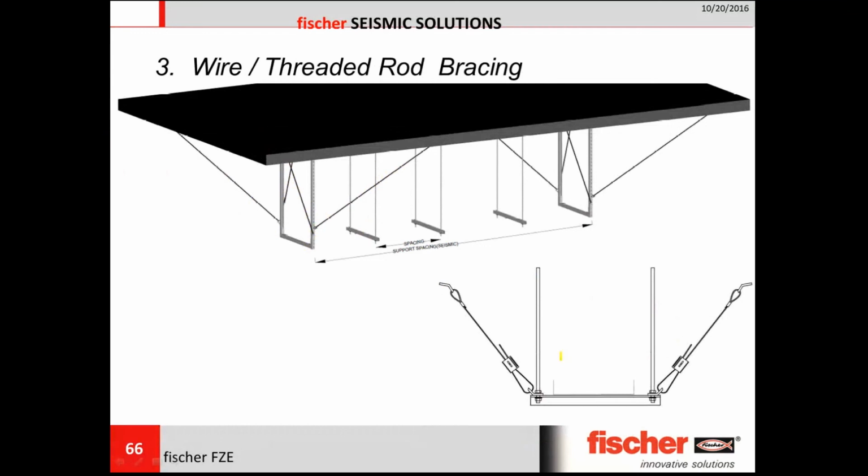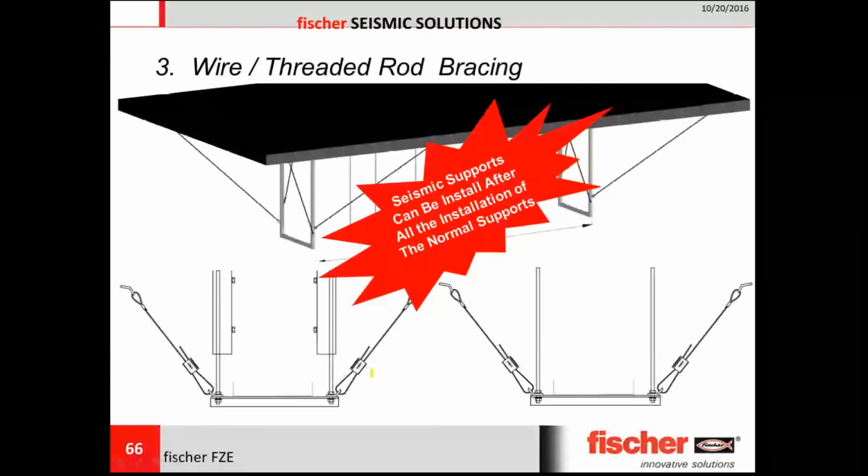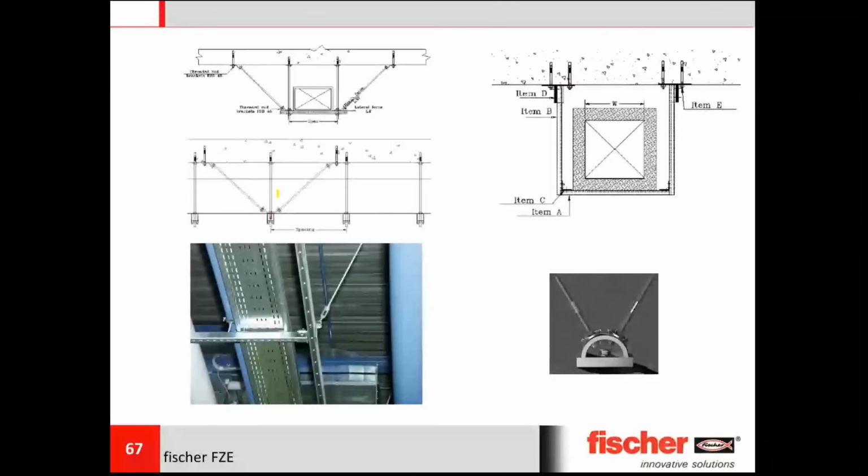So here, as you can see, this is a normal system which existed, but you further strengthen it with additional braces. So this bracing can be built with wires, as you can see here, or using threaded rods. So these are some pictures of threaded rod bracings. As you can see here, threaded rod bracings again. This is a rigid system.